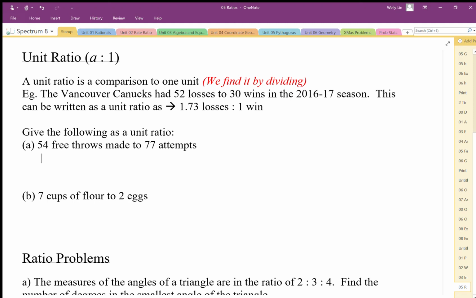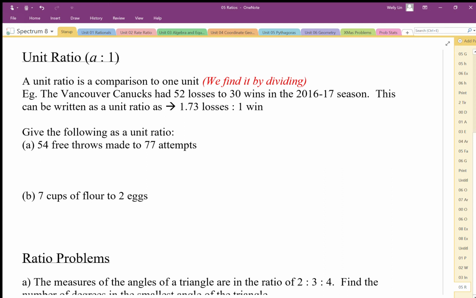So a unit ratio is when we make a ratio compared to 1. Now this is something that we've actually dealt with before, and it's very important because it is the same as a unit multiplier or multiplying factor. When we find out our unit ratio, this is very important because we can use this to solve other problems.